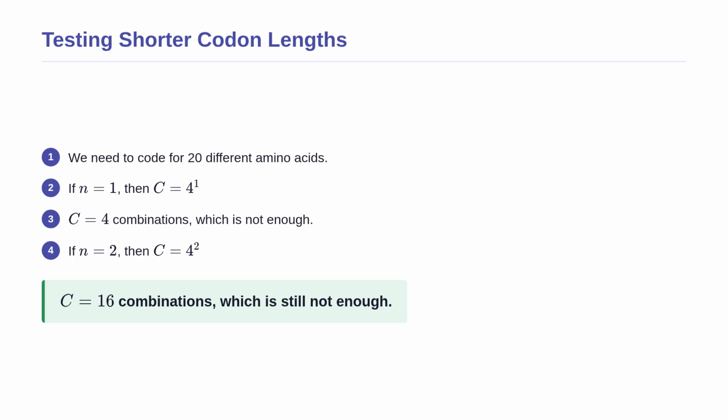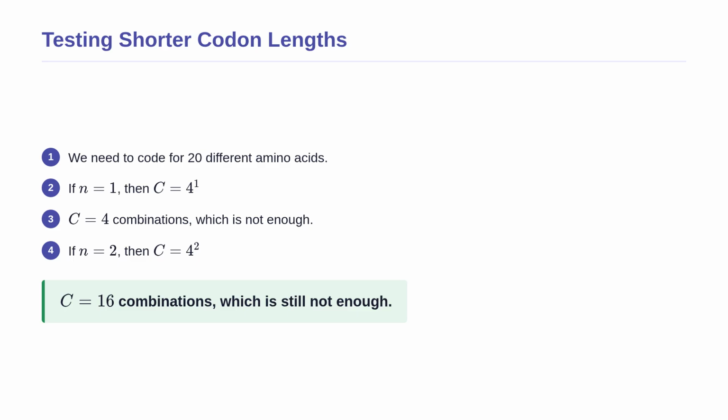Now that we have our formula, let us test it to see why a 1- or 2-letter code fails. We know we need to code for a total of 20 different amino acids. If the cell read the code 1 base at a time, setting n equal to 1 would give us 4 to the power of 1, which is just 4 combinations. This is clearly not enough to cover 20 amino acids.